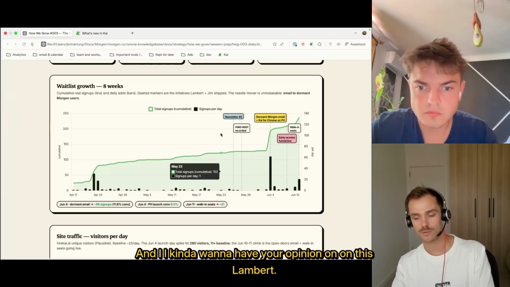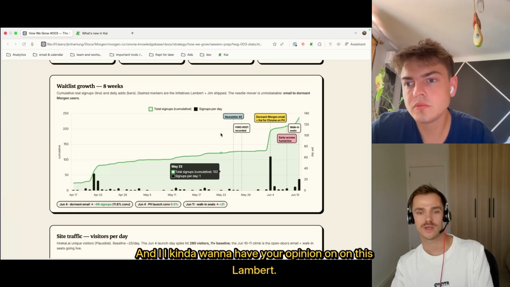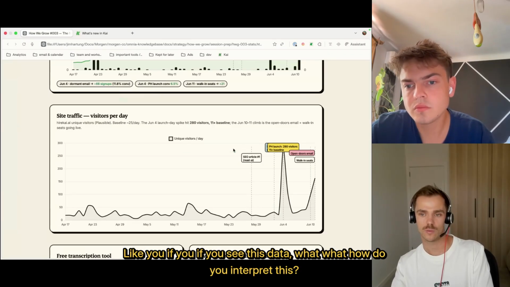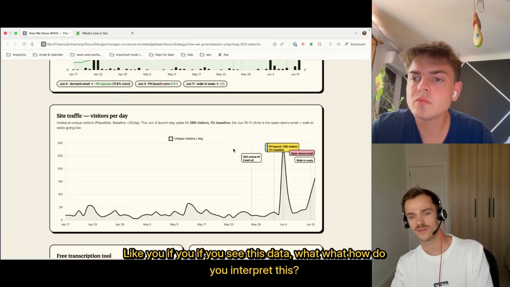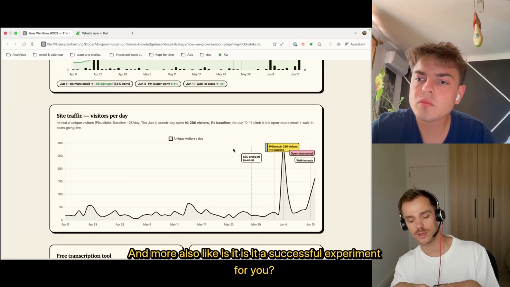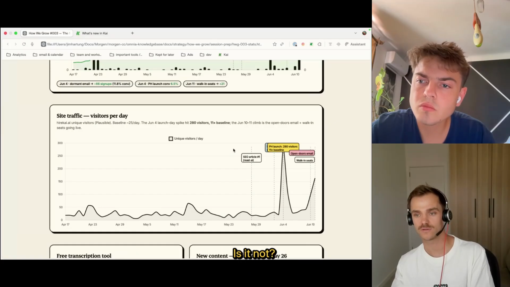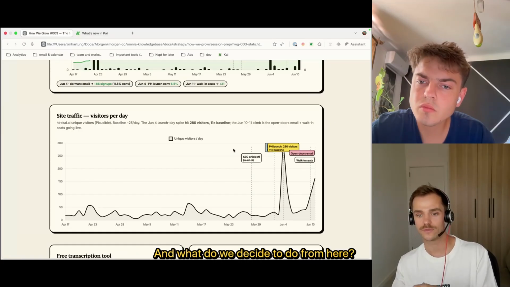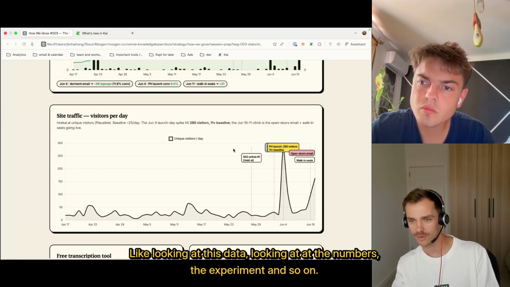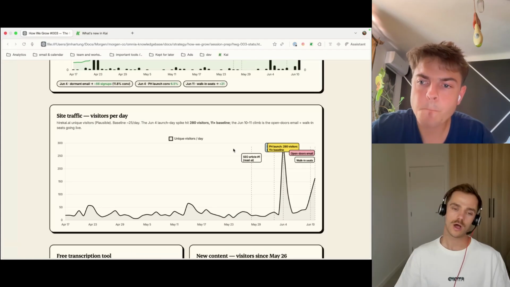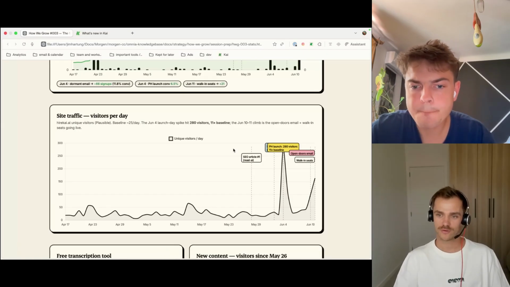And I kind of want to have your opinion on this, Lambert. If you see this data, how do you interpret this? And more, is it a successful experiment for you? Is it not? And what do we decide to do from here? Looking at this data, looking at the numbers, the experiment, and so on, how do we move forward?